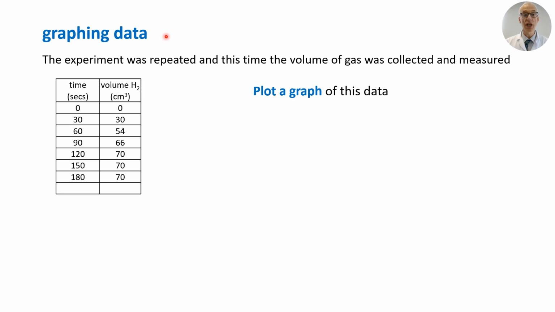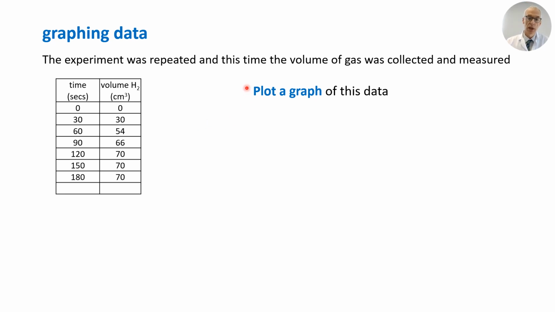So let's discuss the graphing of experimental data. Imagine the experiment previously was repeated, and this time a volume of gas was collected and measured. So every 30 seconds, the volume of gas was collected and measured. I've chosen hydrogen as the gas. So the volume is in centimeters cubed, the time is still in seconds. Can you plot a graph of this data?